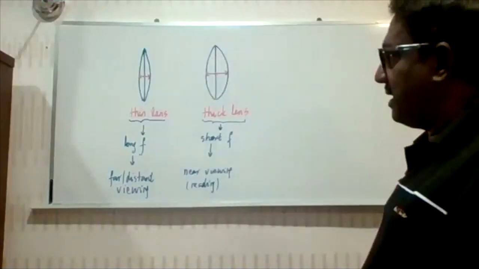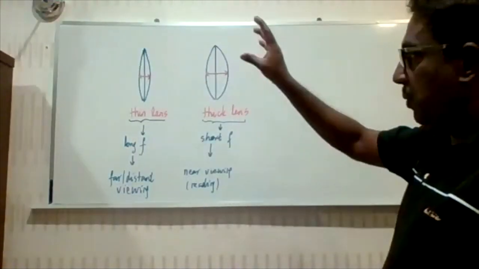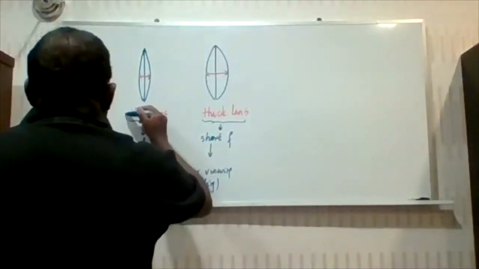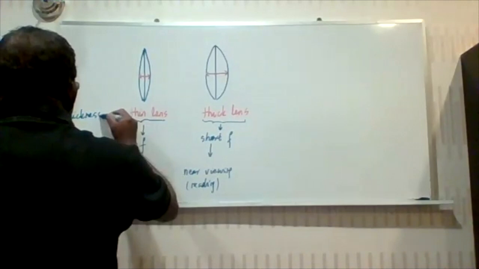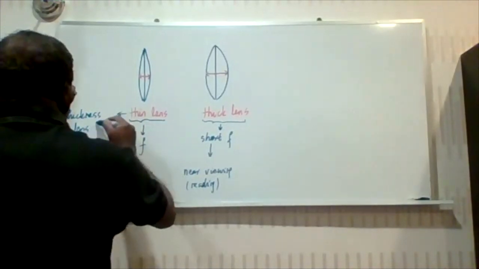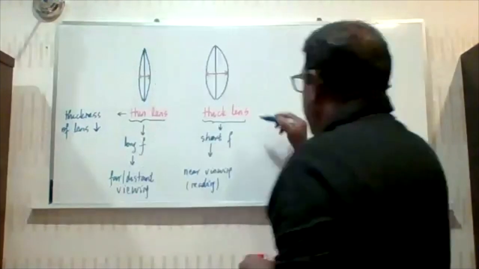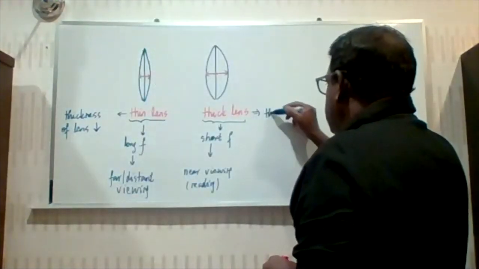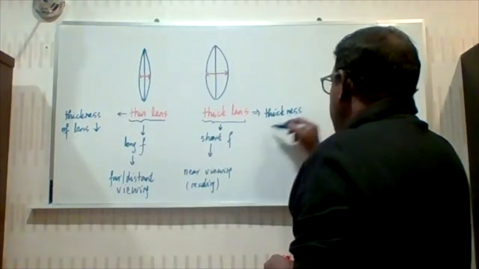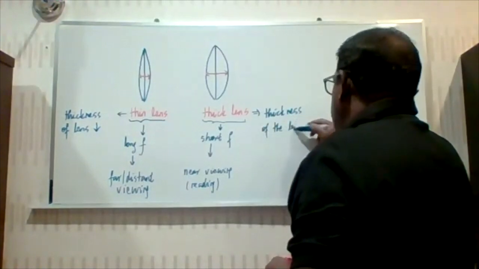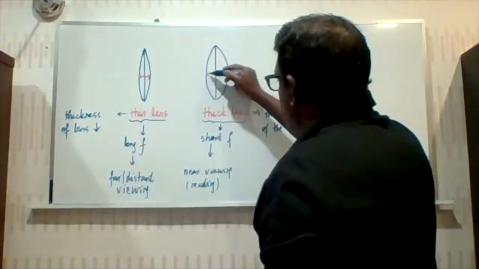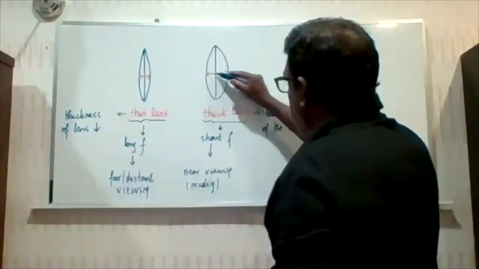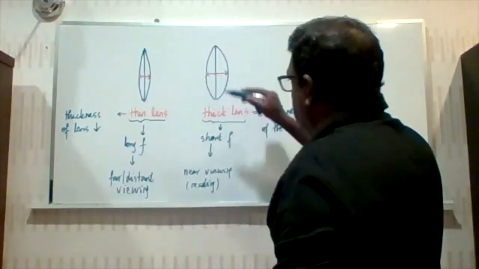Both are convex lenses. So when you say a convex lens is a thin lens, you are basically saying that the thickness of the lens is low. When you say it's a thick lens, of course, you're talking about the thickness of the lens being high. This is what refers to the thickness. You can see the red line which I've drawn is what is referred to as the thickness.